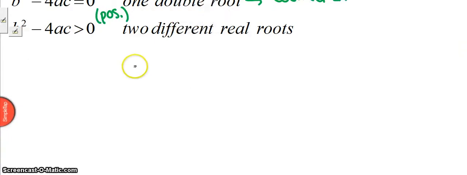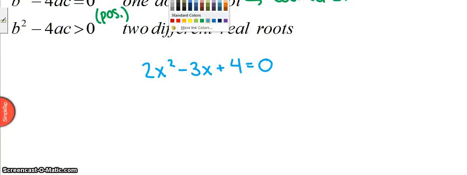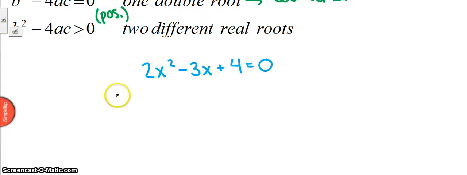Let's say you have the equation 2x squared minus 3x plus 4 is equal to 0. Now, I have a quadratic, but I don't know how many solutions it has or what type of solution it has. I don't really care right now what the solutions will be. I just want to know something about the solutions. And that's where I'm going to use the discriminant. Okay, so the discriminant is just whatever is under the radical. So what's under the radical in the quadratic formula is b squared minus 4ac.